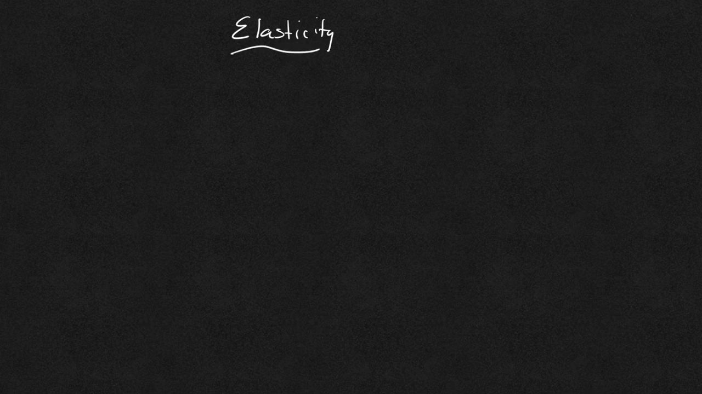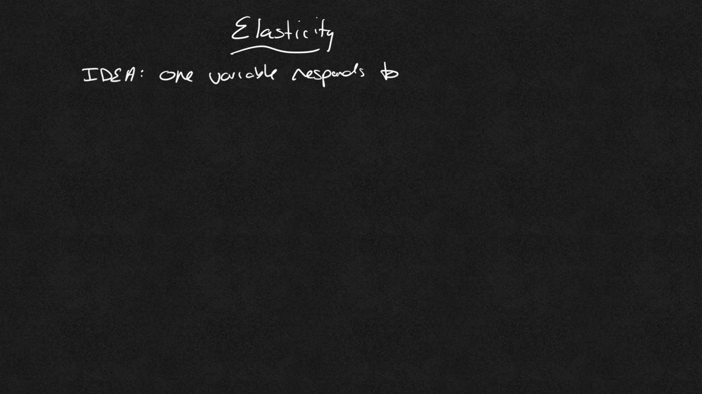Now, I've made a couple of videos with the calculations, but I realized that most students see elasticity and they think of just one type of elasticity, rather than thinking of just the main idea of the term elasticity in economics, which is that one variable responds to another. What elasticity is trying to measure is how is one variable responding to another?